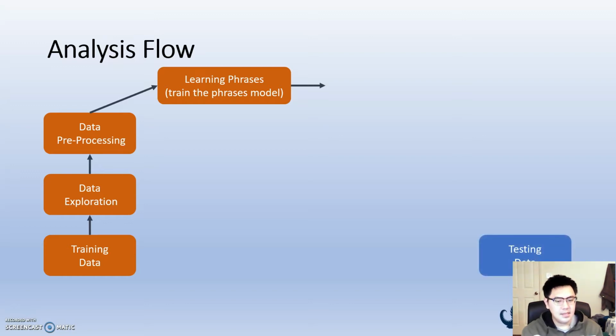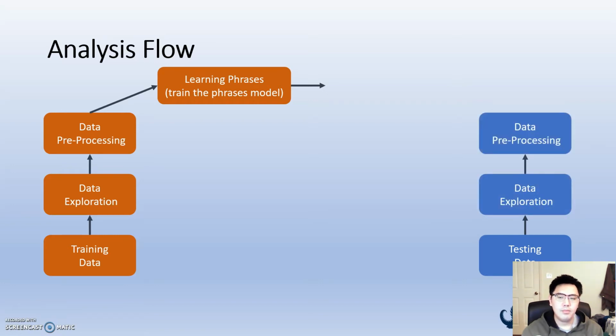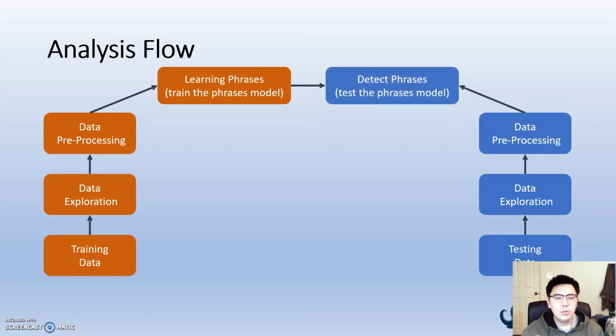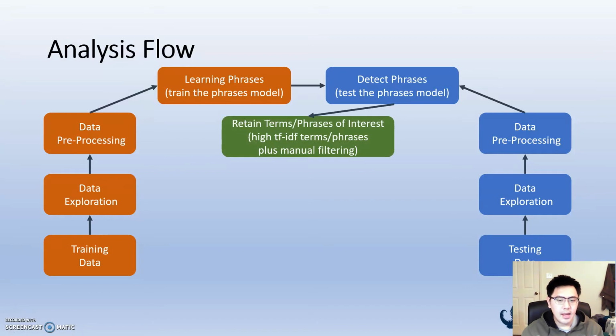And here we have our testing data. Basically we do the same steps as for the training data set. We do data exploration, and then we do data pre-processing. But here we need to use our trained phrases model to detect phrases in our testing data set. So then we can have terms and phrases to go on with our analysis.